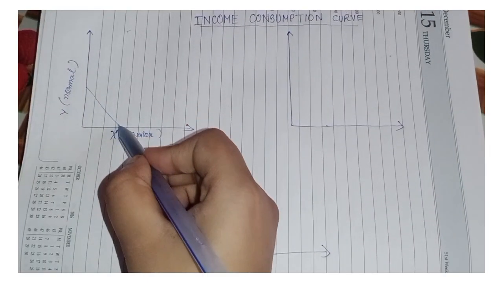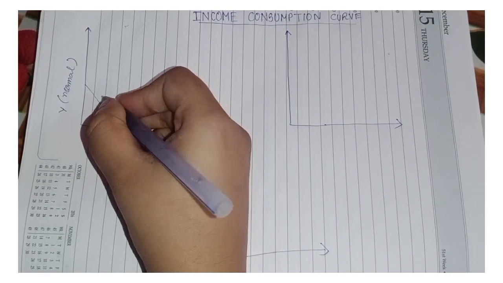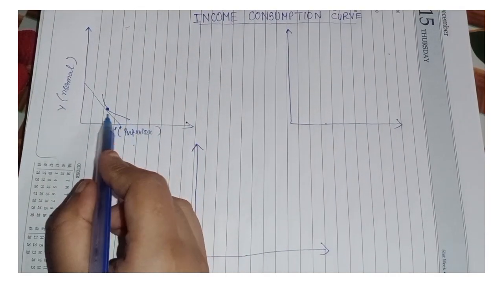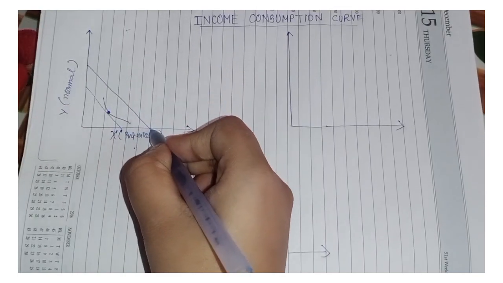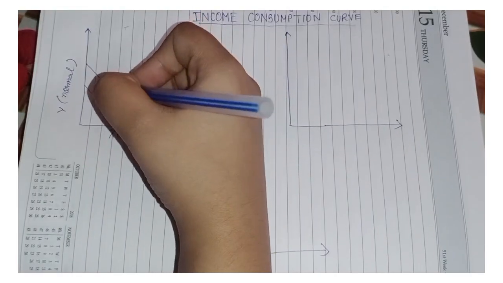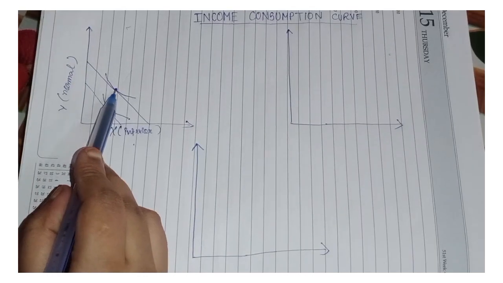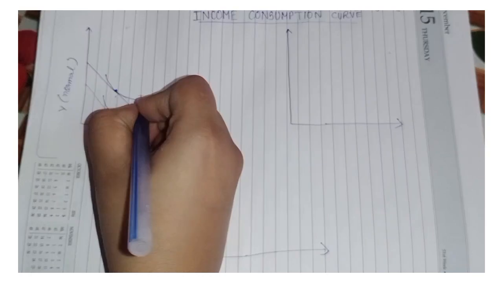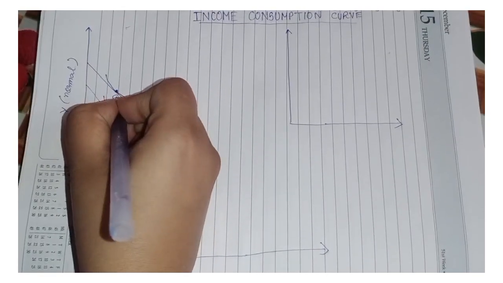This is my budget line, and let's say that at this point in the budget line, this is my equilibrium point. This is an indifference curve, okay, and this is my equilibrium point. Similarly, when my budget line increased, that is my income is increasing, right? Let's say that my new indifference curve is here and this is my equilibrium point. Let's mark this curve IC1, IC2, and this is E1, this is E2.